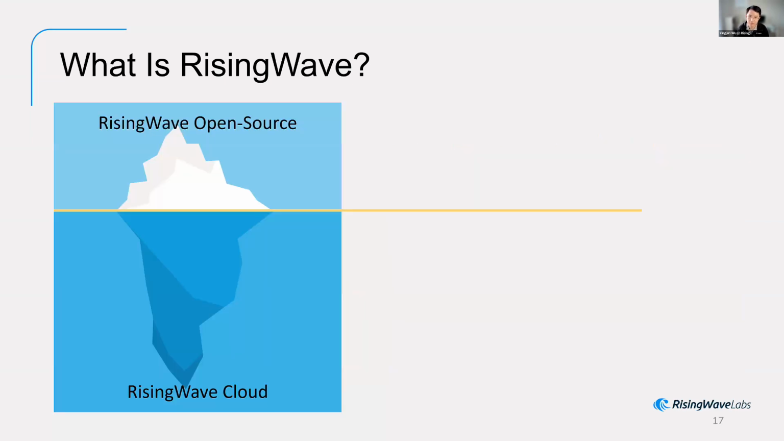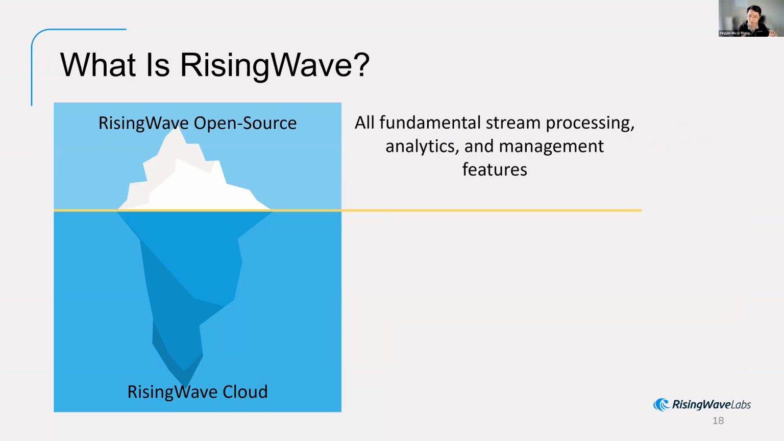Think about the iceberg, right? RisingWave open source, as you can see in the GitHub repo, includes a lot of features. It includes all the fundamental stream processing, analytics, and management features that can help you create a stream processing pipeline or event-driven applications. You can do everything. But what if you want to do more?